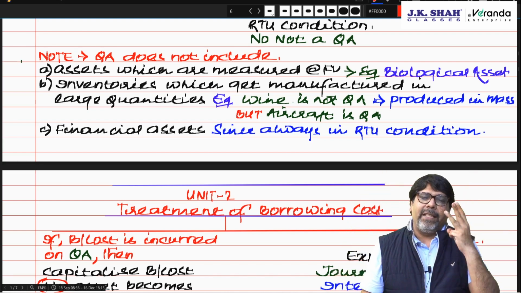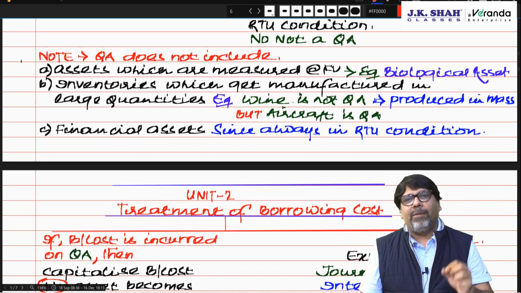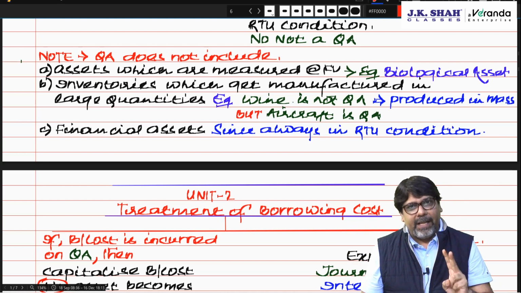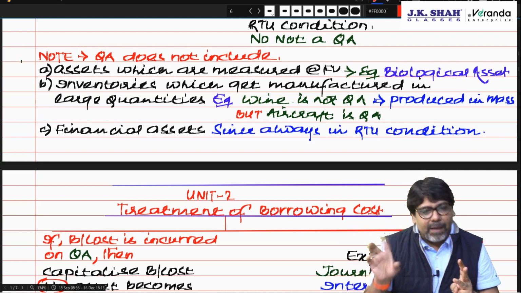Borrowing cost include how many things? Three things. Number one, borrowed funds. Interest on borrowed funds calculated at EIR. Number two, forex loss up to a specified limit. Number three, lease charges. But lease charges is covered in Ind AS 116.